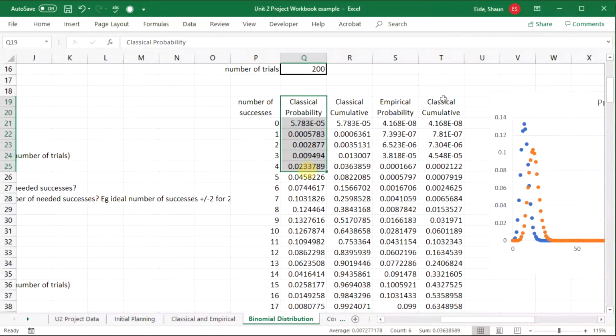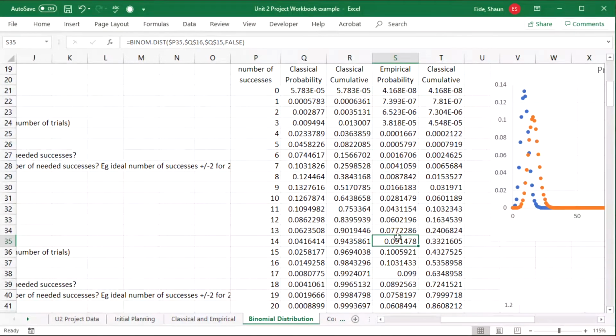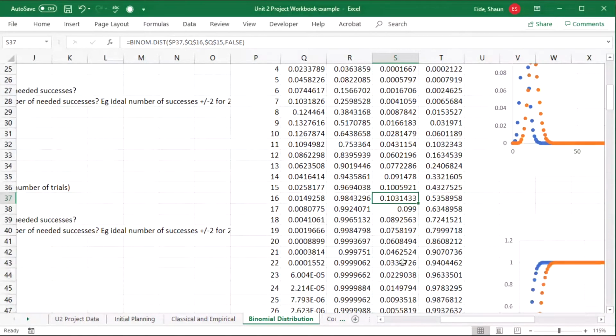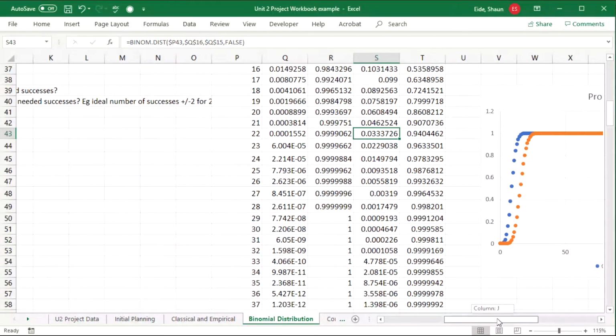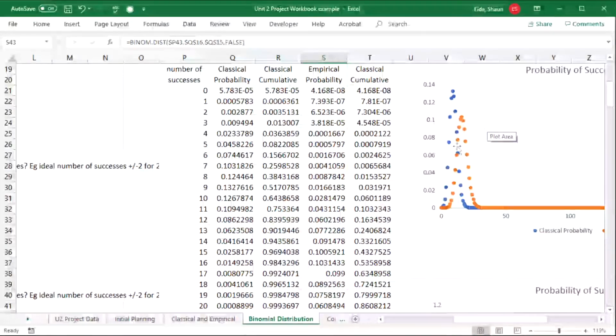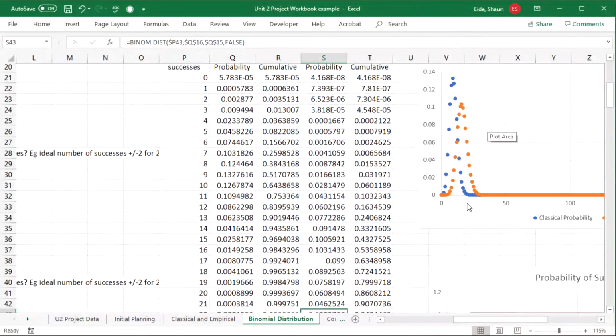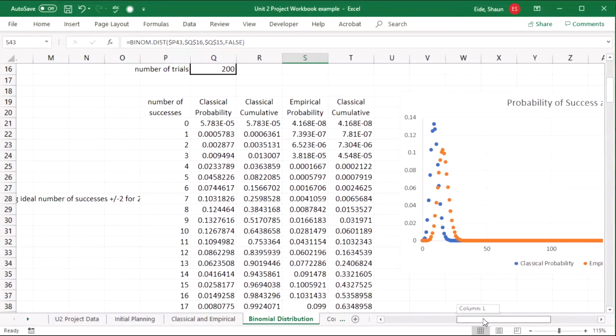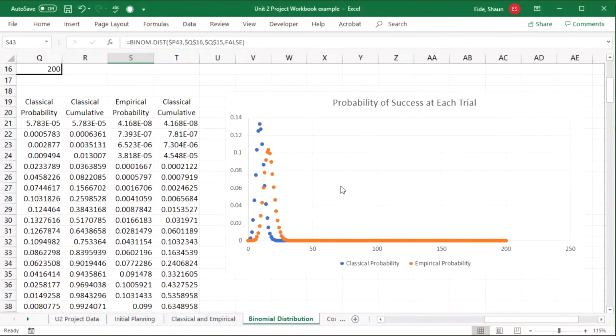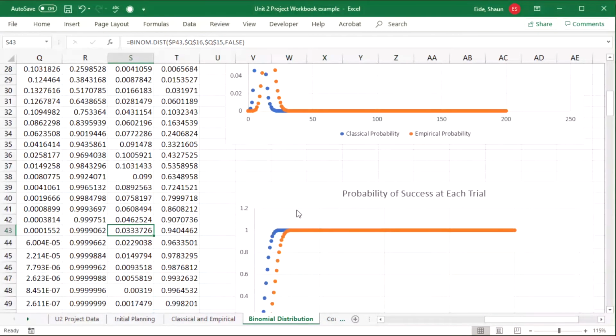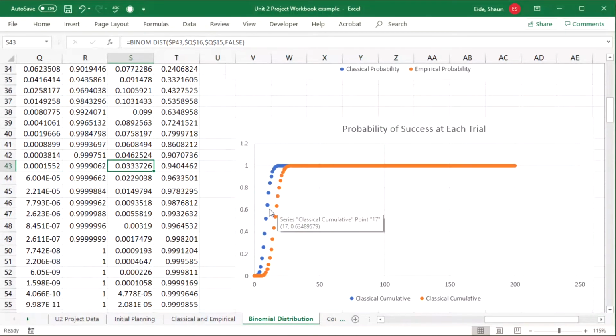So this is classical, this is empirical. Each one of these has its own discrete probability, and each one of these dots represents a particular outcome. Now, it's not super important that you know how to make this, and you don't even have to make it for the project. This is just a visualization to help you really understand what's going on.